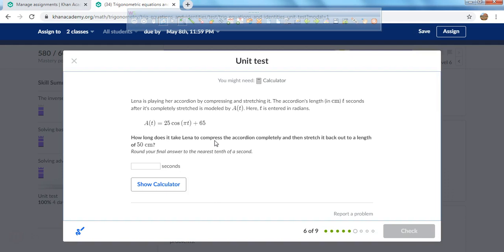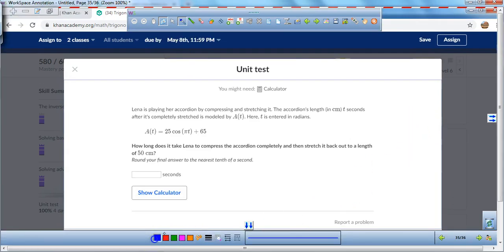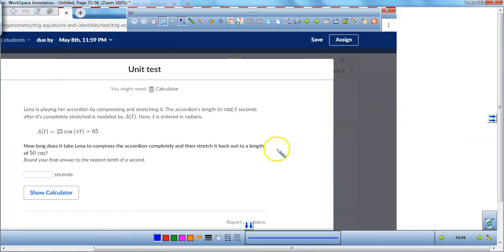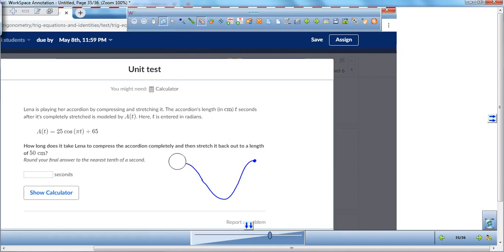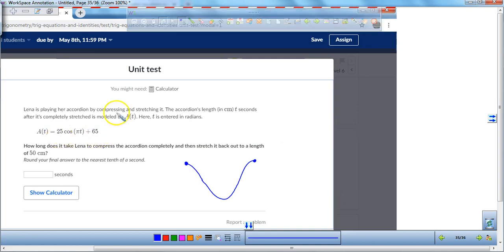All right, so let's draw a little picture of this. So our cosine graph is going to start right here. It's going to go down. It's going to go back up. It's not a very good picture, but you get the idea. So just draw a little graph with me, okay? Looks like our amplitude is 25. We have a midline of 65. So all I'm going to do is draw the midline right here.